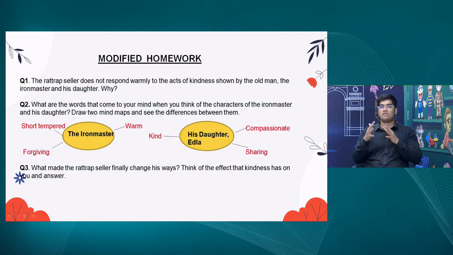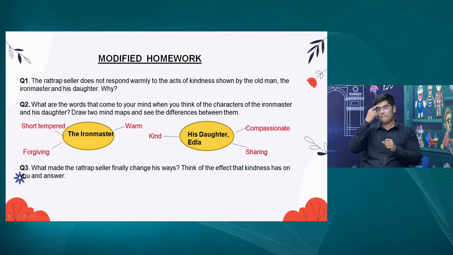We have modified homework that says the rat trap seller does not respond warmly to the acts of kindness shown by the old man, the Iron Master, and his daughter. He's not very warm towards how they are treating him. Why is that? Then, what are the words that come to your mind when you think of the characters of the Iron Master and his daughter? Draw two mind maps and see the differences between them.